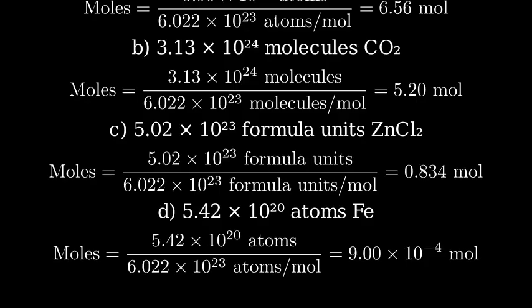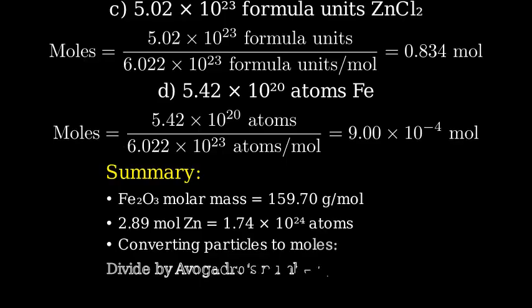Let's summarize what we learned. We calculated the molar mass of iron(III) oxide by adding up the masses of all atoms. We found the number of atoms in zinc using Avogadro's number. And we converted various numbers of particles to moles by dividing by Avogadro's number.